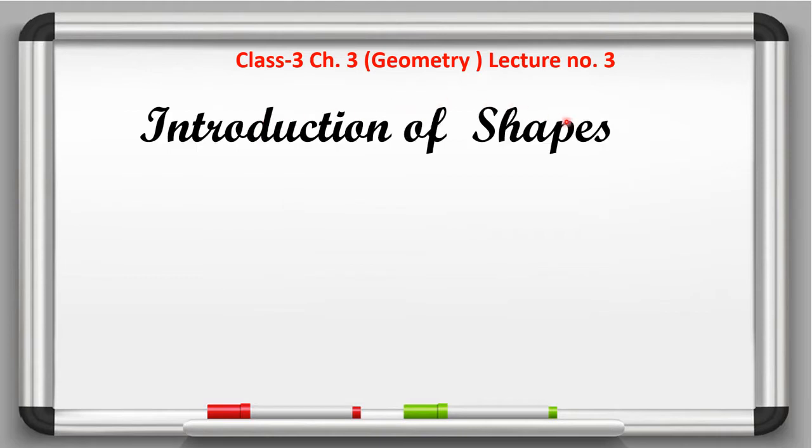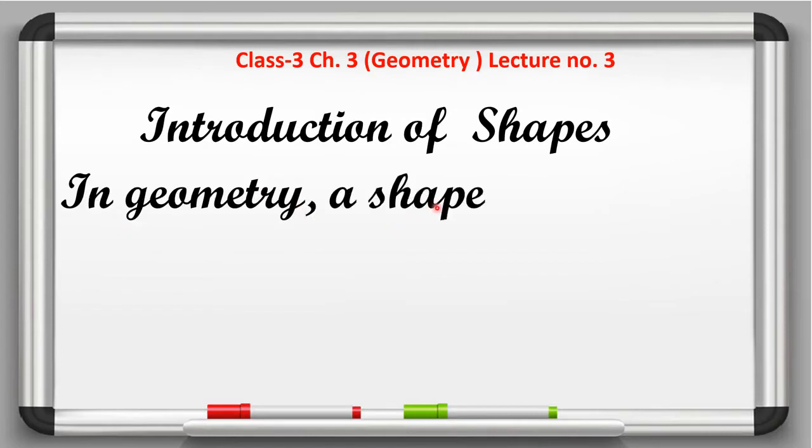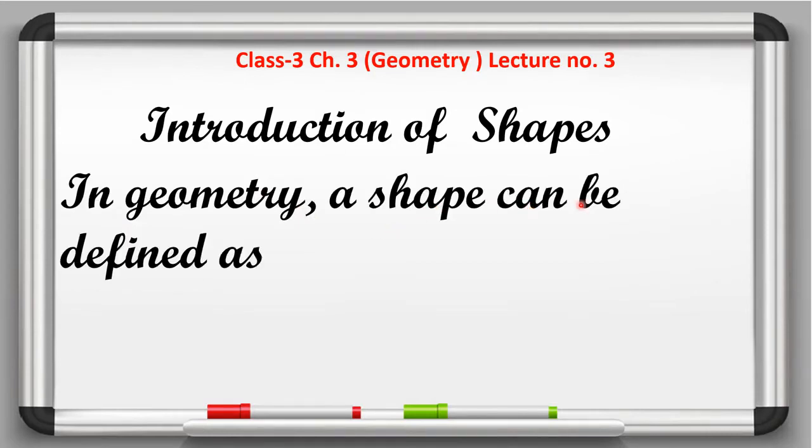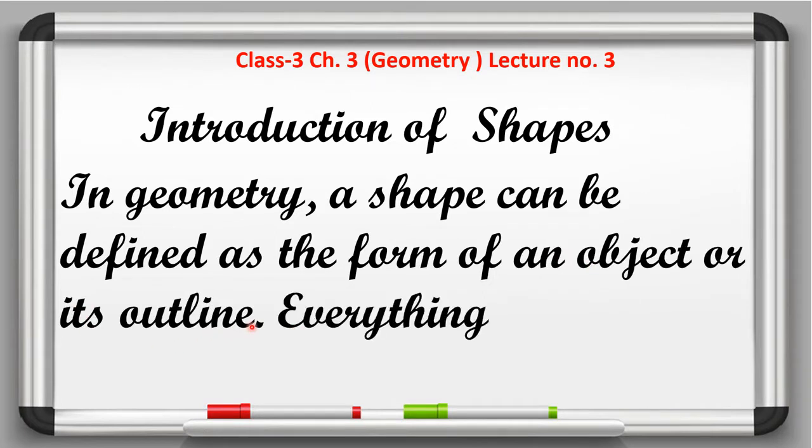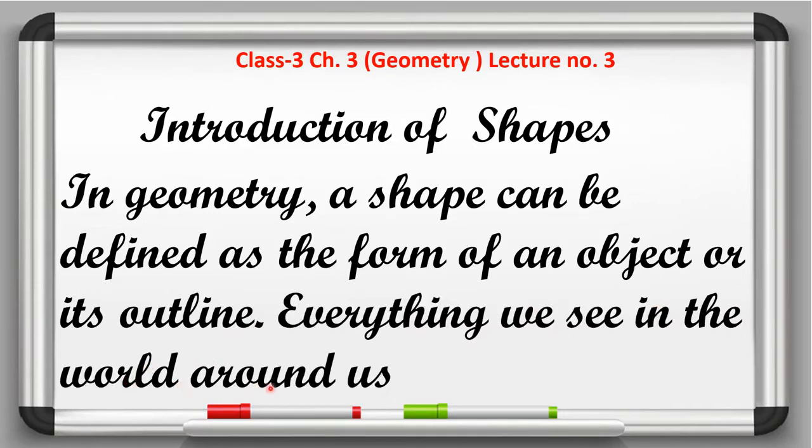Introduction of shapes. In geometry, a shape can be defined as the form of an object or its outline. Everything we see in the world around us has a shape. Okay beta, in geometry, the shape we are talking about, how can we define it, beta? Any object whose outline we take shows us some shape.